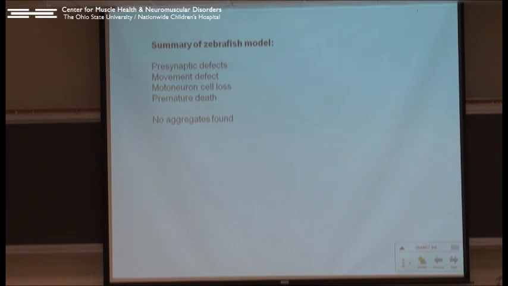So just a summary of the zebrafish model. We saw presynaptic defects that were progressive over time. Movement defects in that swim tunnel, but no overt muscle defects, at least until end stage. Motor neuron cell loss and premature death. And importantly, we didn't see any aggregates in this model. We looked both by eye and labeling with SOD antibodies and also by Western blots. So this is a difference that we found, that we did not see aggregates.